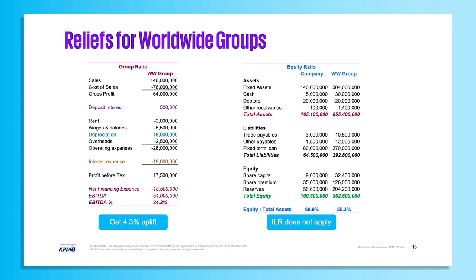As you will note in the example on screen, the company's equity to total assets is 60.9%, which is greater than the group equity to total assets of 55.3%, and therefore the equity ratio should apply and no ILR restrictions should arise. It is important to note, to apply the equity ratio, it is necessary for the balance sheet of the company to be prepared under the same accounting standards that apply to the worldwide group.